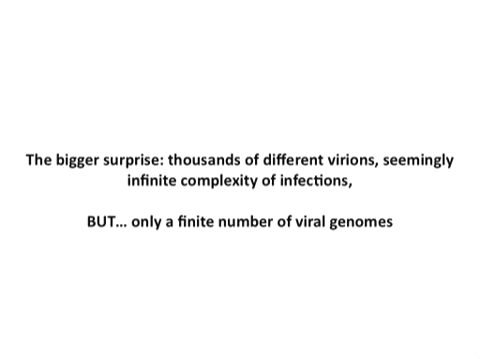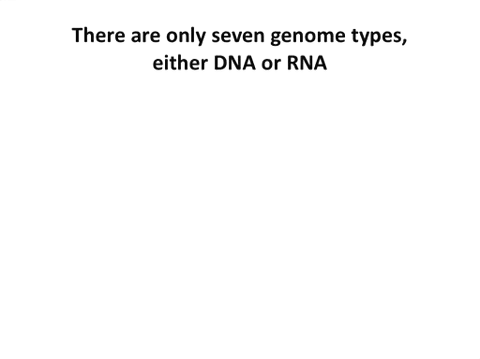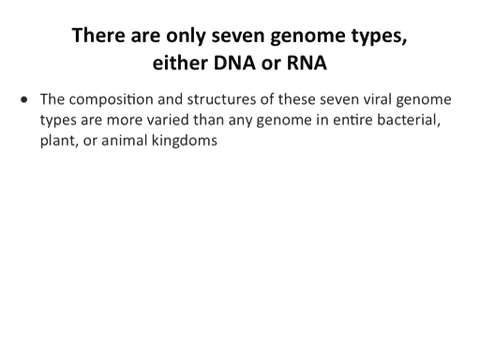So perhaps the biggest surprise, although there are thousands of different virions and apparently infinite complexity of infections of different hosts, there are really only 7 genome types, as we said last time. There's a finite number of genomes, and in fact there are 7. And that's great. And they're either DNA or RNA. And we're going to talk about that today.